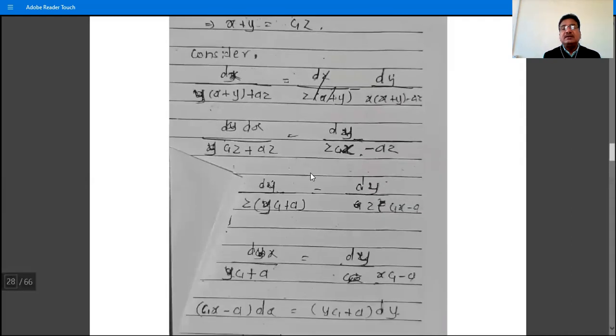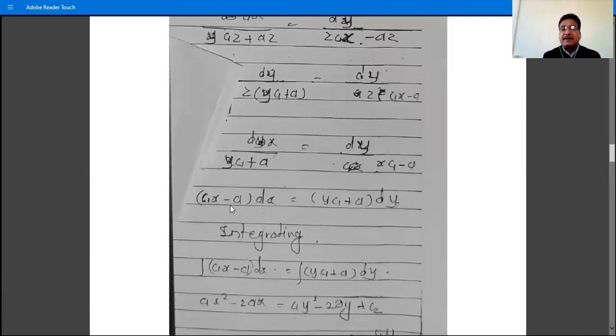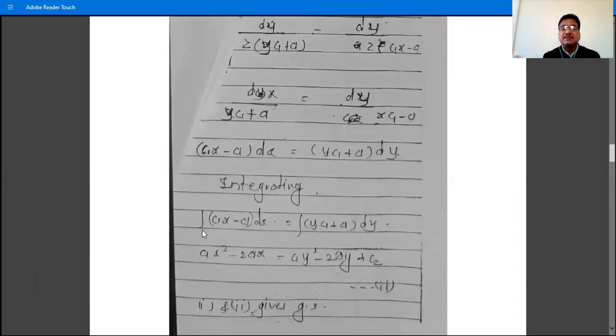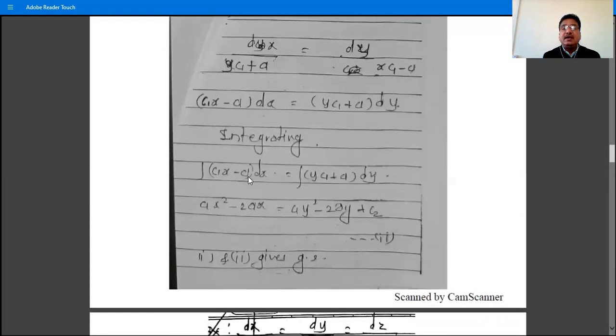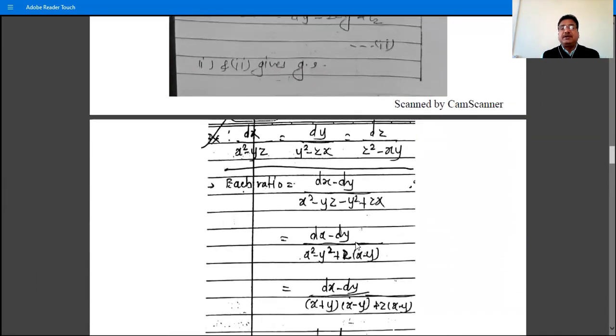And then consider the first 2 ratios, dx and dy, and substitute x plus y as c1z. We get this, and then separate the variables and integrate. So c1 x integration is what? X square by 2. Integration of x is x square by 2. Then this a integration is ax. Similarly, y square by 2, integration ay. Then multiplying by 2, we have this step, and this is number 2. And the first and second give the general solution, or complete integral, of the given differential equation.